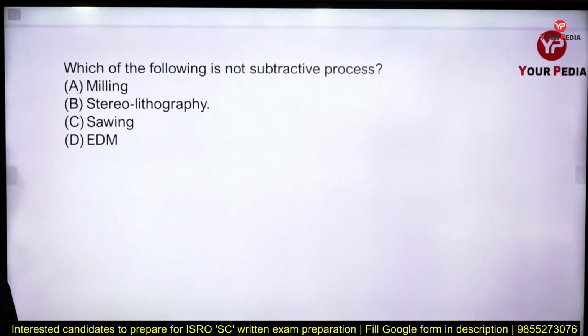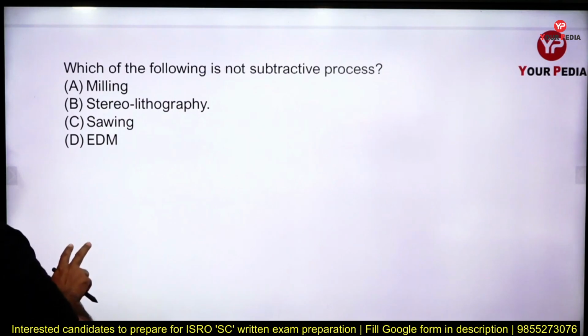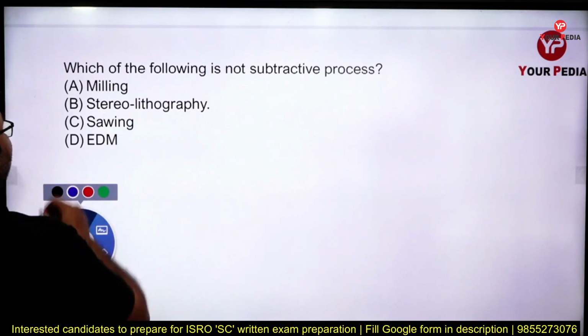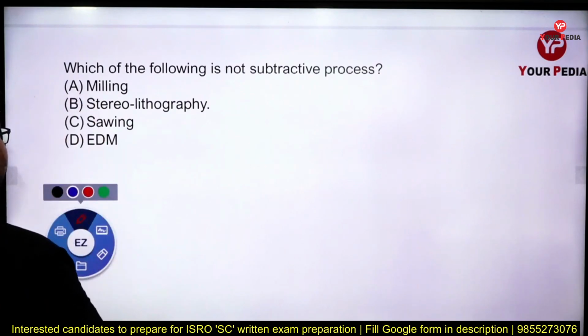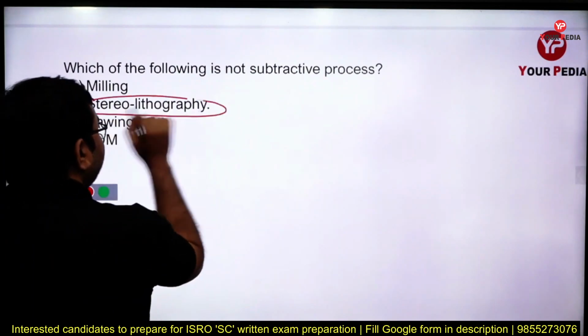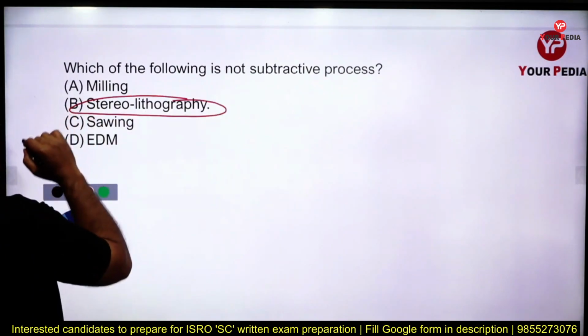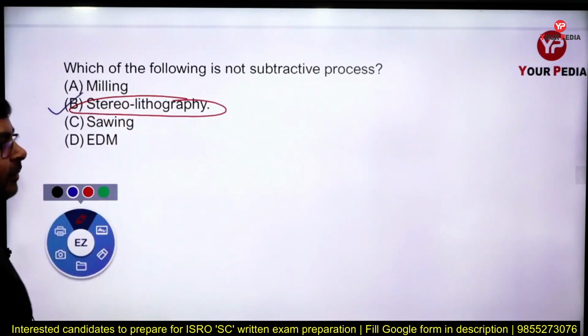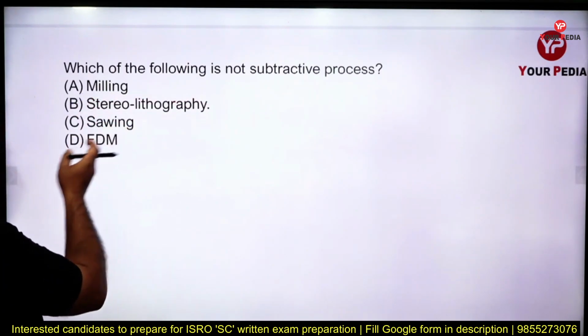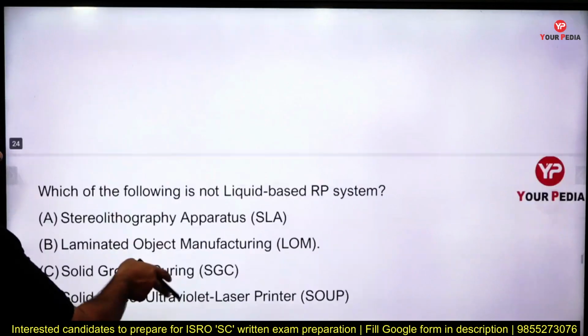Which of the following is not a subtractive manufacturing process? So, milling is a subtractive manufacturing process. Stereolithography is an additive manufacturing technology, not subtractive manufacturing. So, option B is the correct answer. Is it clear? And swaying and EDM are also subtractive manufacturing processes, correct?